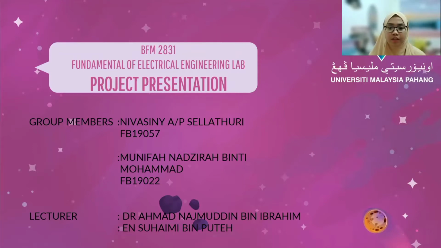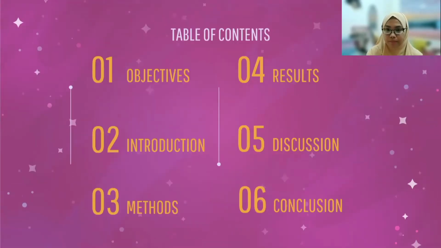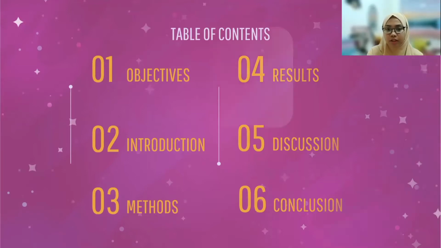Nature ID FP19057. So we will present our project, and the project is by using option 2, which is by using voltage regulator LM7805 and LM7905. So the contents that we will present in this project are the objectives, introduction, methods, results, discussion, and conclusion.